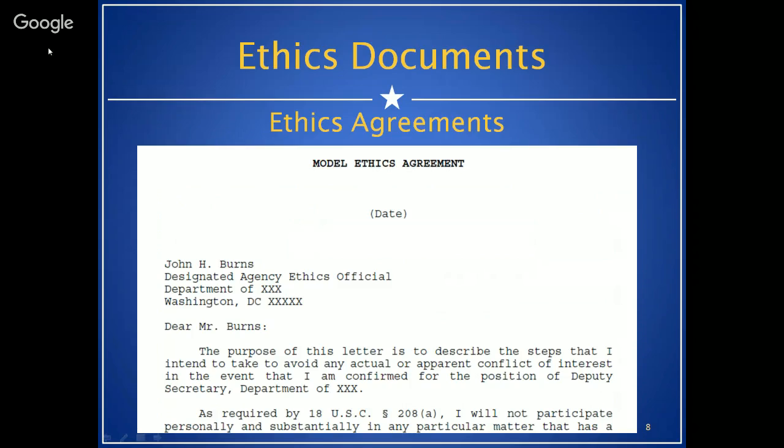document. So obviously, you would like to know if someone for whom you're doing an investigation has one of these ethics agreements. These are retained for 6 years, sometimes longer. They're at the agency, and for a presidentially appointed Senate confirmed, most of those would also be on OGE's website.